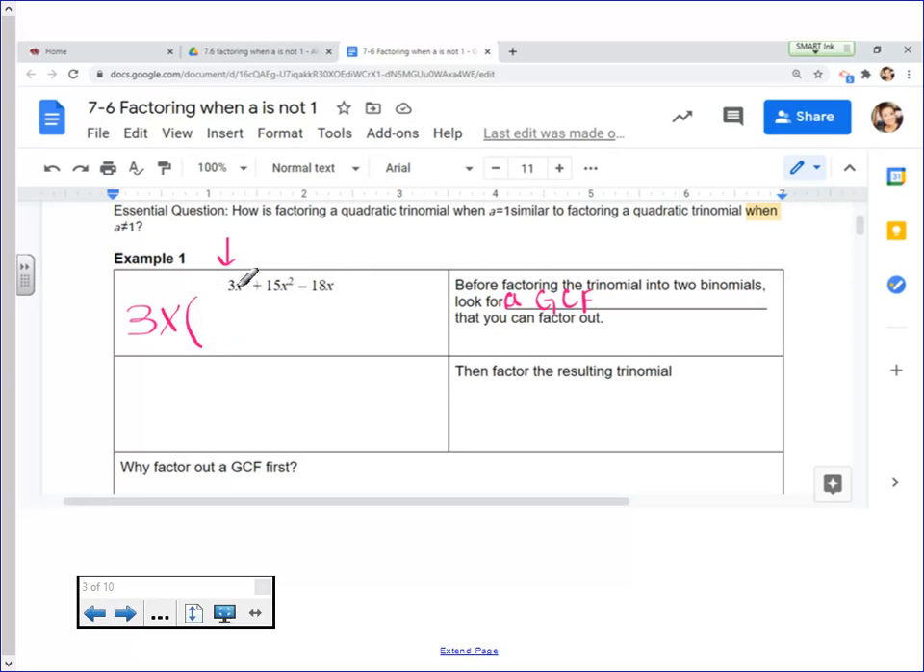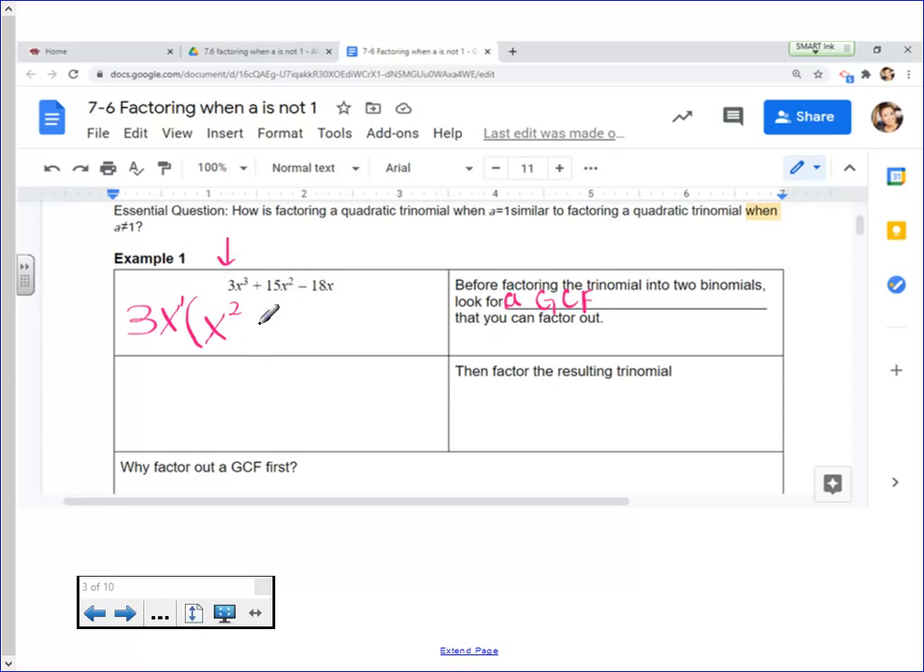So now we're going to divide each term by 3x. So what is 3x to the third divided by 3x? Well, what's 3 divided by 3? 1. What's 3 minus 1? So you start with an x squared. You could put a 1 in front of that if you want to, but it is not necessary.